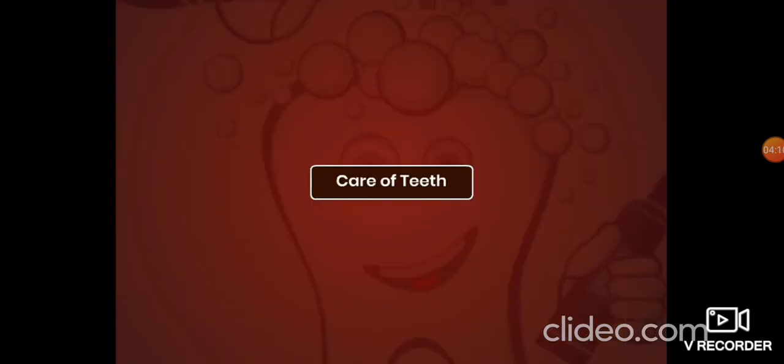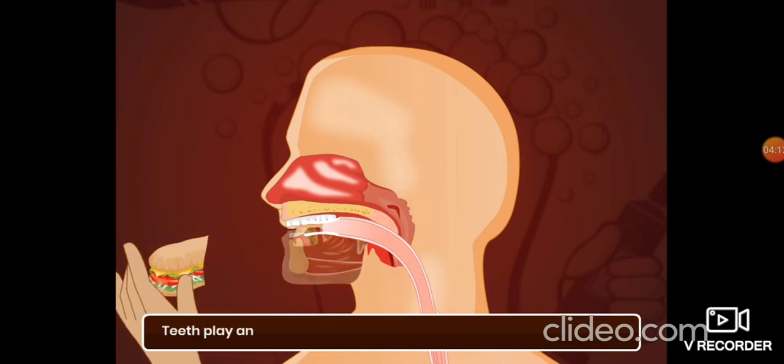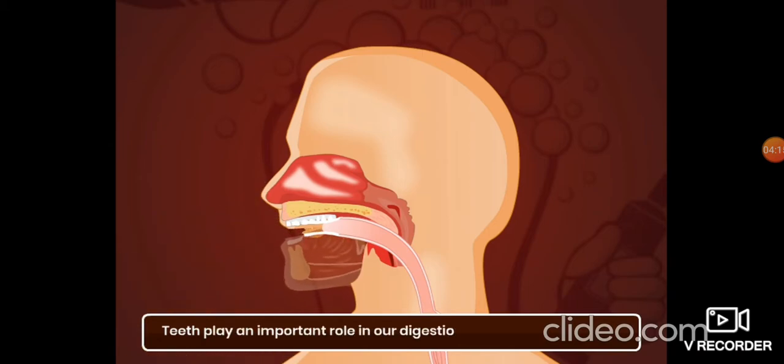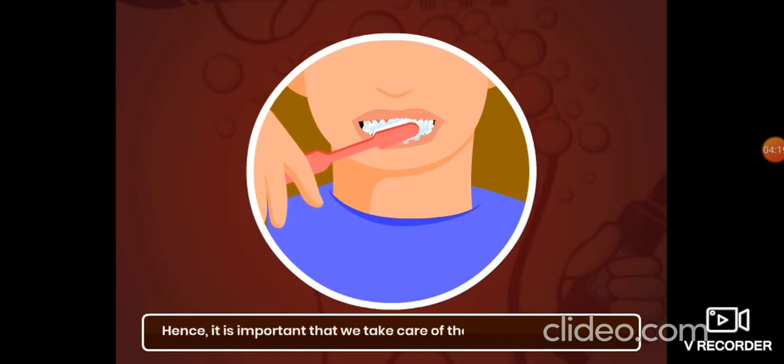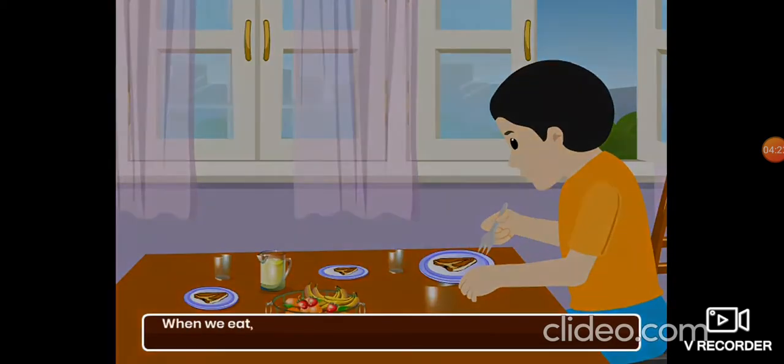So what should we do now? How can we take care of our teeth? Teeth play an important role in our digestion also. So it is very important that we take care of our teeth.